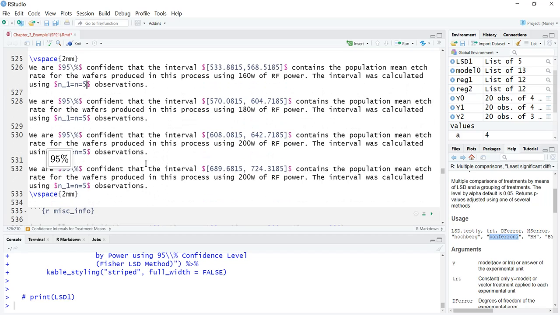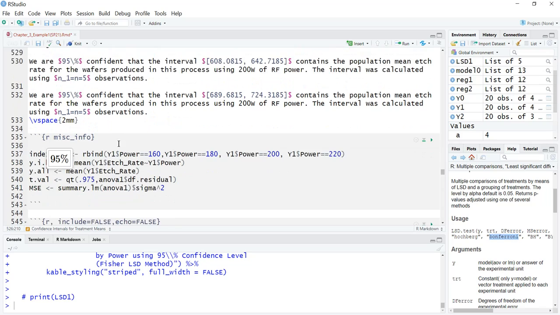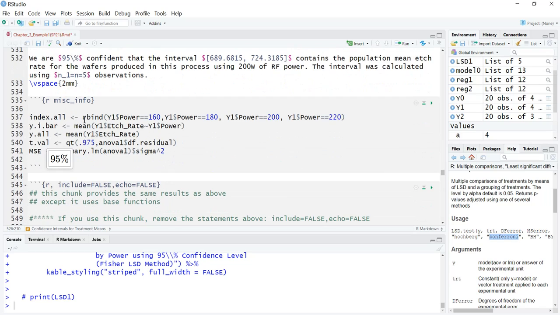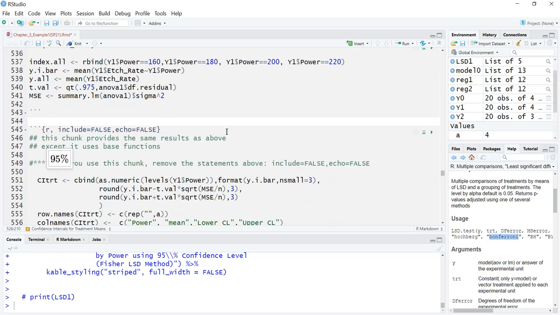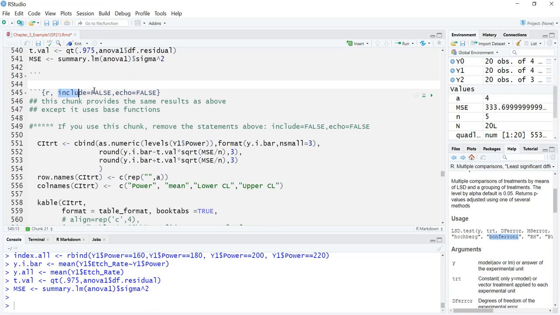Okay, and so I do that for all of them with all of their individual information. So instead of making you do that, I've provided it for you. You can just modify it. Now we have some miscellaneous info that you're going to have to change based on the problem to make sure that this does what it's supposed to do. And then I have this chunk, so we'll run that chunk. Then I have this chunk here. I have an include equals false and an echo equals false.